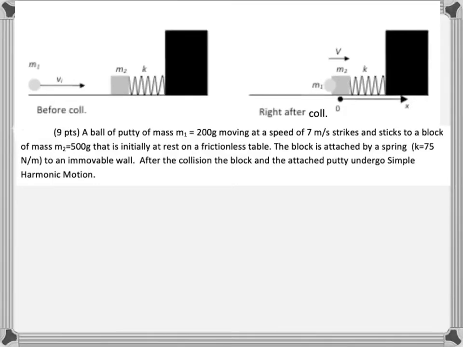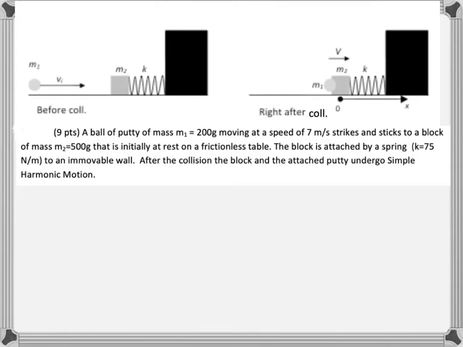All right, in this problem we have a collision between a ball of putty of mass 200 grams, which is moving at a speed of 7 meters per second, and it comes in and hits and sticks to a block of mass 500 grams that is initially at rest on a frictionless table. The block is attached by a spring with a spring constant of 75 newtons per meter to an immovable wall. After the collision, the block and the attached putty undergo simple harmonic motion.